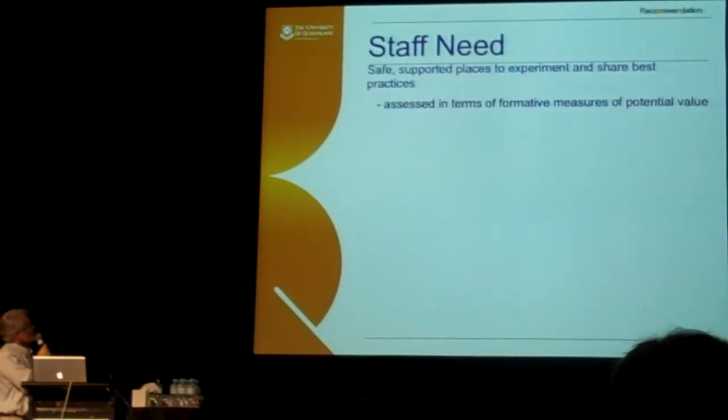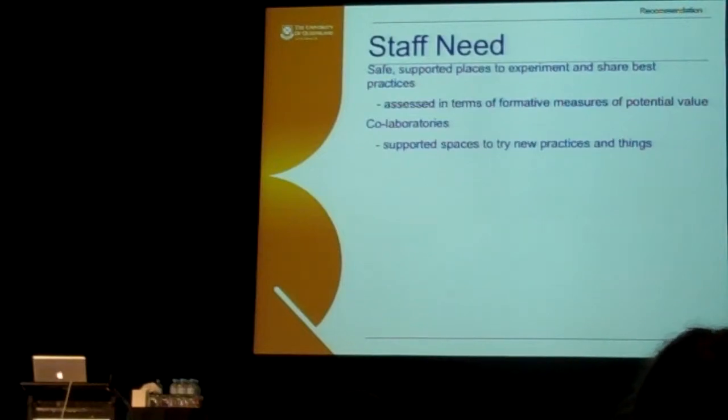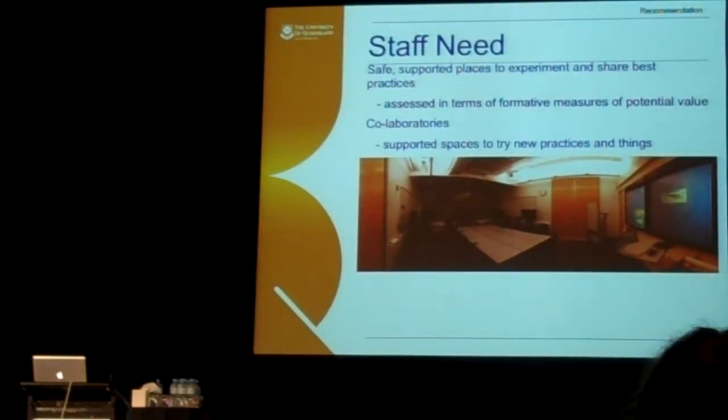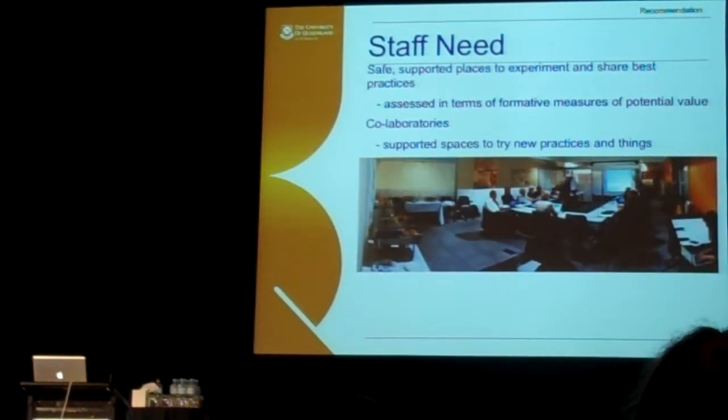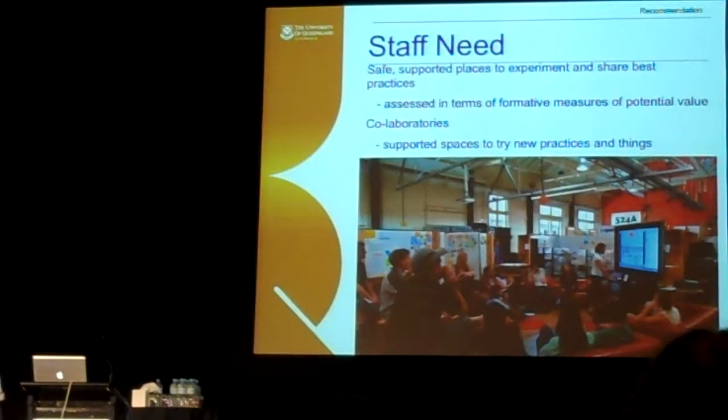Staff, on the other hand, need a supported place to experiment and share their best practices. One activity that we have for this is something called collaboratories, which are spaces where they can practice this and try out the things that they're being confronted with and asked to engage with. That involves new physical spaces, that involves collaborative spaces that are flexible, that involves dynamic spaces. The Stanford folks will recognize this, I think.